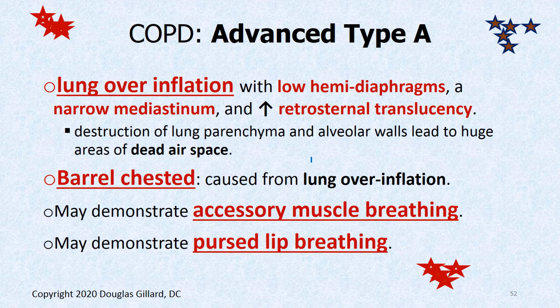Now, advanced type A, and I'm trying to show you that it can get bad. What I just talked about was classic. Now we're going to try to make this more usable. So advanced type A, they can have their lungs destroyed. This is emphysema, and that destroys the parenchyma of the lungs, and it destroys alveolar walls and lets alveoli coalesce. So here we have an alveolar sac.